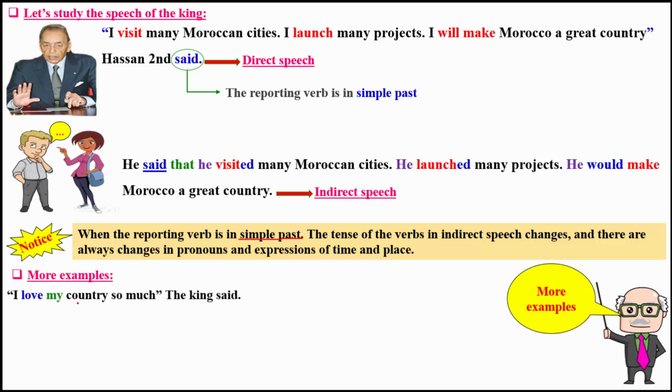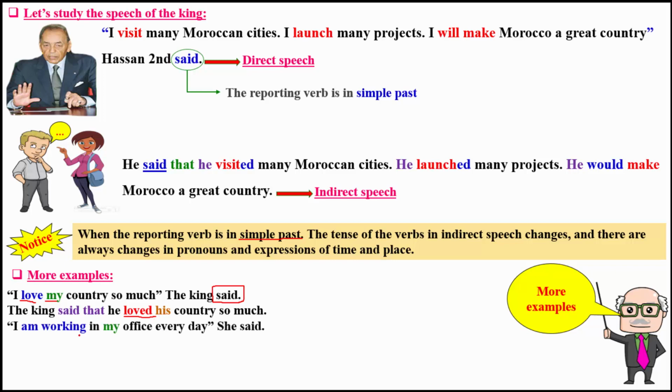"I love my country so much." Here the verb "love" is in simple present and here we have "my country." "The king said." Look at the reporting verb here. It's in simple past. What does that mean? It means that we should change the tense of the verb and also the pronoun because "my" here refers to the king. So in indirect speech, the king said that he loved his country so much. Look at the verb, it changed to the simple past. And "my" changed to "his."